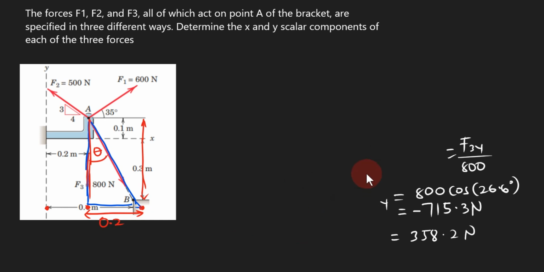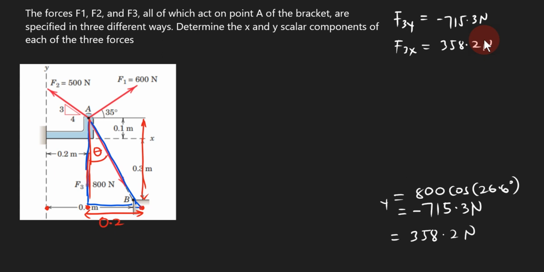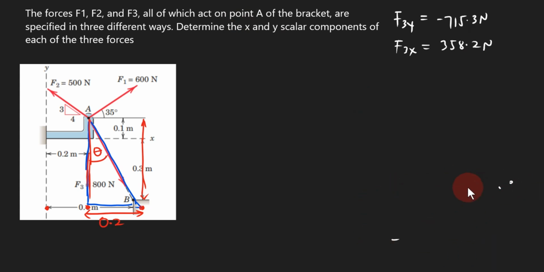So I won't clean that. I will leave them there. Let me write this here. So for F3y, that was equal to minus 715.3 Newton. Let's do for F3x. That would be 358.2 Newton. So let's use the other method and see what will happen. Let me free up some space so that we continue.